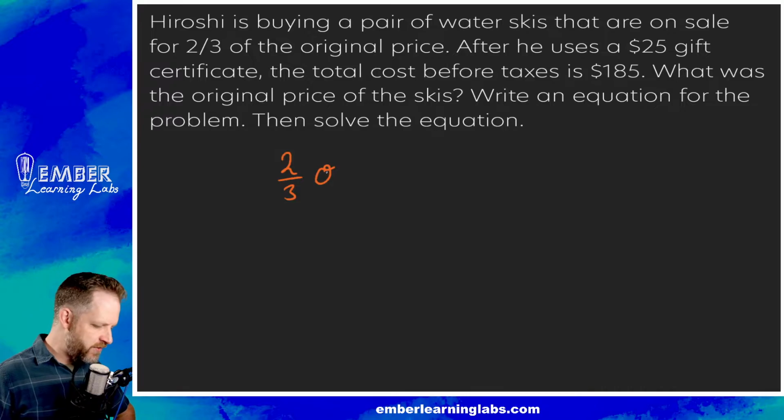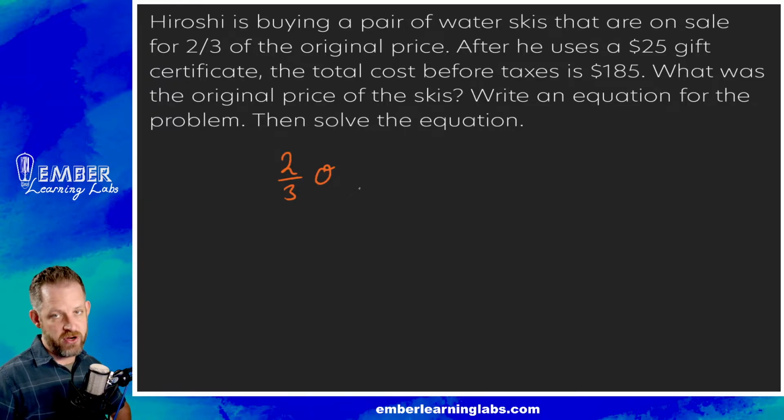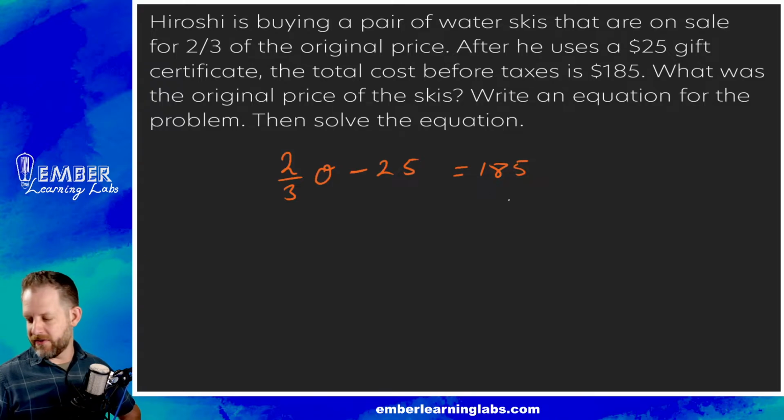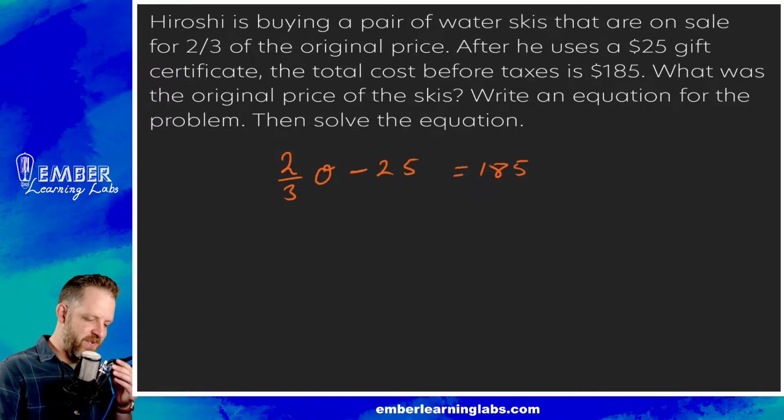Okay, so after he's buying it for that, then he uses a $25 gift certificate, card, whatever. The total cost before taxes is $185. So what he is paying is $185. So 2/3 of the original price minus the $25 gift card equals what he pays of $185, right? That sound right to you guys? Yes? No? Maybe? I hope so. All right. So let's take a look at this and let's see if we can solve the thing.